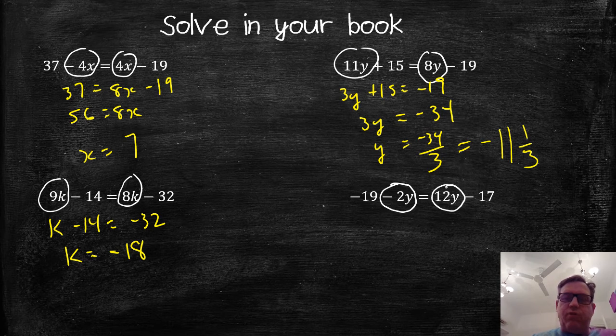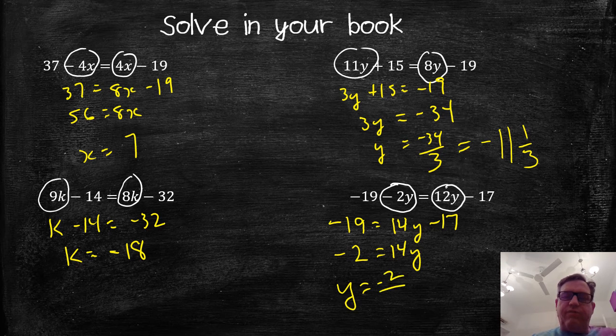The last problem in this set, on the left I have a minus 2y. On the right, I have a 12y. I want to move the minus 2y rather. So I'm going to add 2y to both sides. So on the left, I'm going to have minus 19. If I add 2y to both sides, I get 14y minus 17. I'm going to add 17 to both sides. So I'm going to have minus 2 equals 14y. Divided by 14, y equals minus 2 over 14, which can be simplified to minus 1/7.